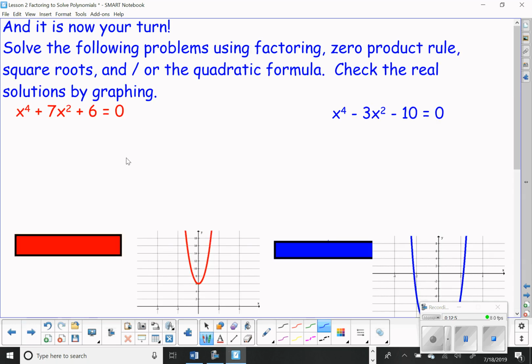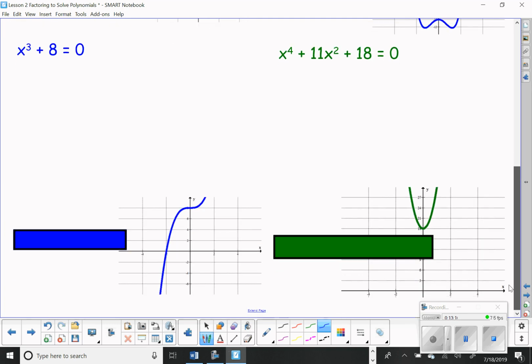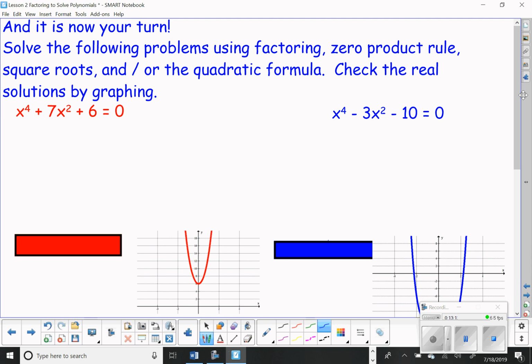Okay, now it's your turn. Here's several of these to try, okay? And I've actually given you the graphs there so you can look at them and you can have a general idea of whether you're going to have imaginary or real solutions. But go ahead and try these. There's 4 of them on your paper, if you've got your notes, and then we'll check your answers. Pause the video.